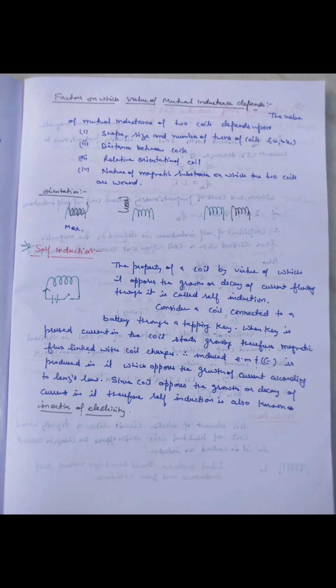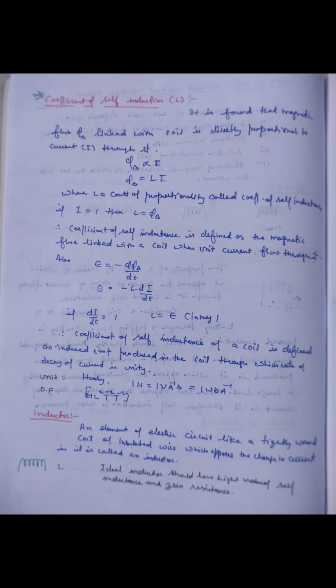The property of the coil by virtue of which it opposes the growth or decay of current flowing through it is called self-inductance. It is also known as inertia in electricity. Coefficient of self-inductance is defined as the magnetic flux linked with the coil when unit current flows through it. It is denoted by L. L is equal to phi upon I.